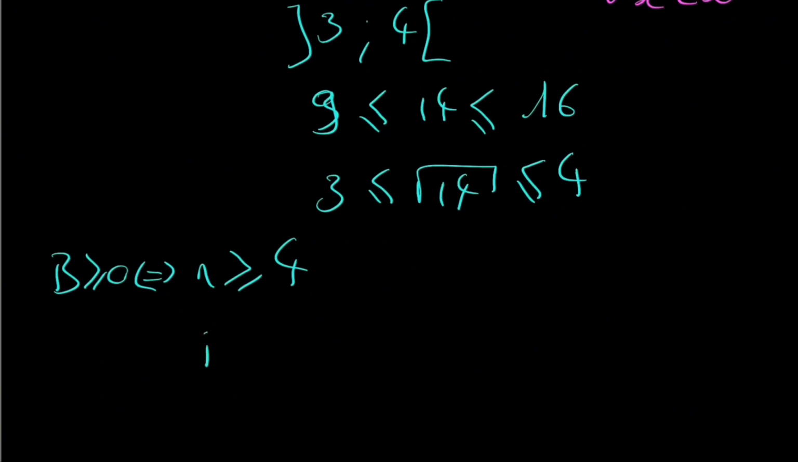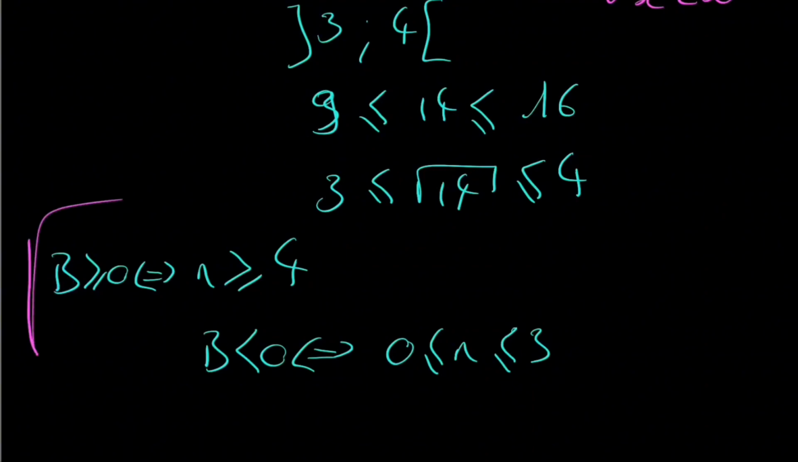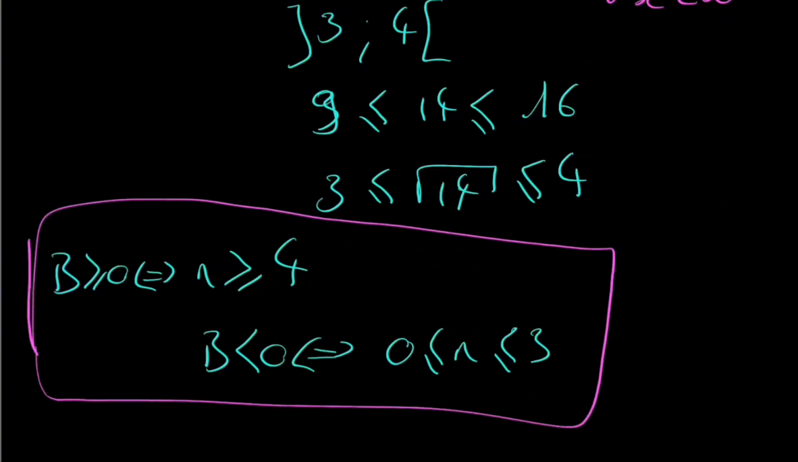And b is negative is equivalent to n between 0 included and 3 included. So we have solved our problem, and as the limit is something between 3 and 4, we can also say that as we do not reach the limit, this inequality is a strict inequality.